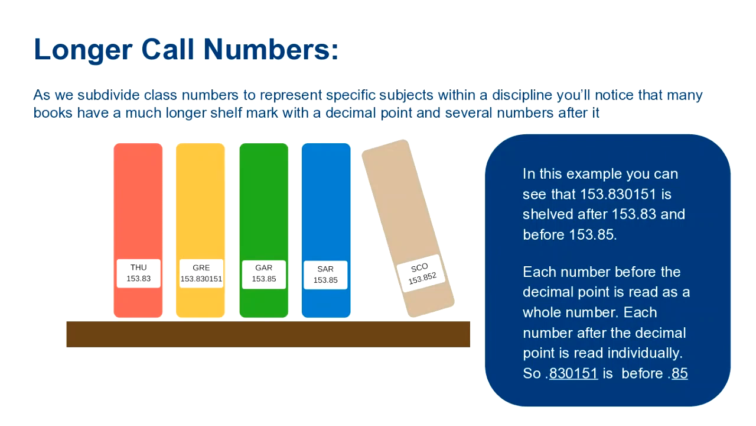In this example, you can see that 153.830151 here in yellow is before 153.85, but after 153.83. Each number before the decimal point is read as a whole number. Each number after the decimal point is read individually. So 0.830151 is before 0.85.